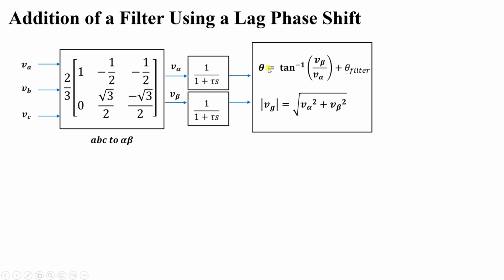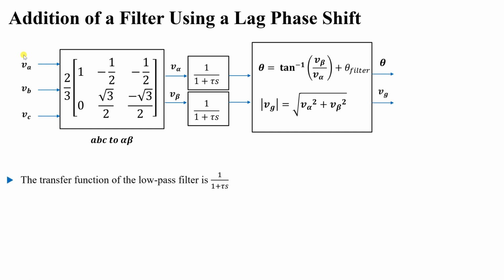What about the angle theta? For the angle theta, as we said in the previous slide, we will use tan minus 1 V beta over V alpha, and these are the filtered values. However, you will add to it theta filter, the lag phase shift due to this filter, as I just explained in the previous slide. Why add this? To get the phase shift of the original signals.